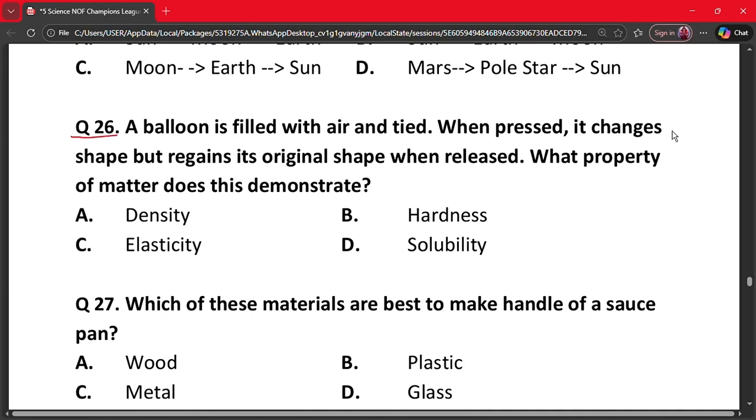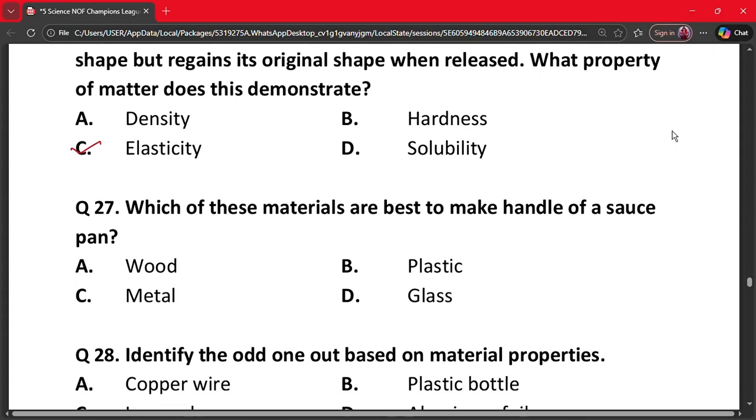Question 26. A balloon is filled with air and tied. When pressed, it changes shape but regains its original shape when released. What property of matter does this demonstrate? A. Density, B. Hardness, C. Elasticity, and D. Solubility. The correct answer is option C. Elastic materials stretch and return to original shape.